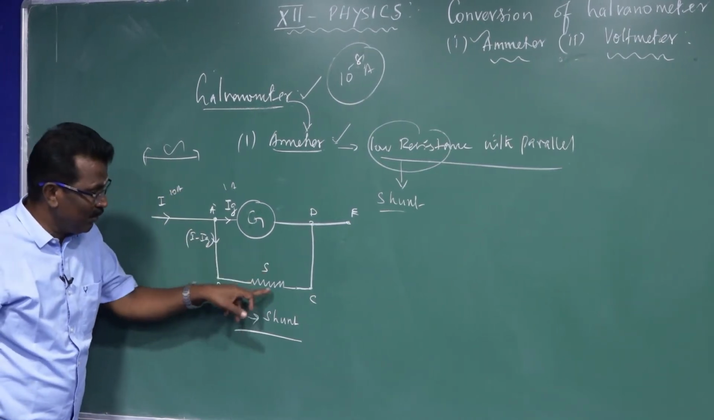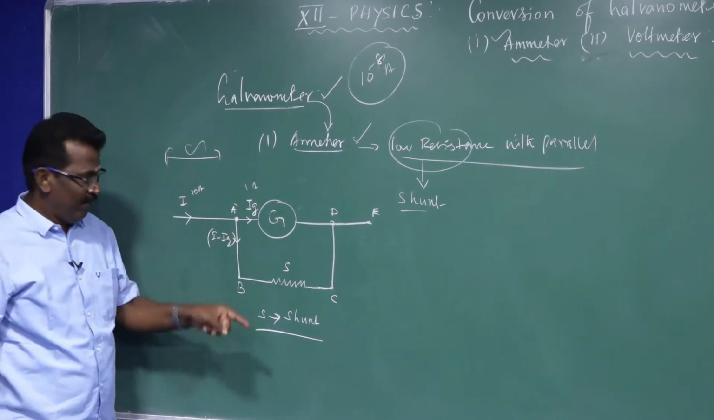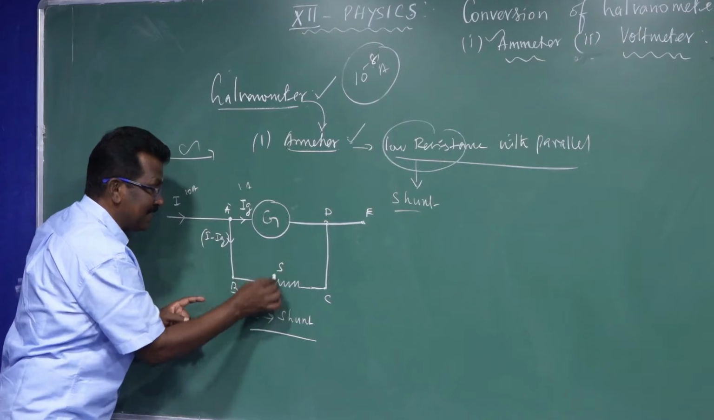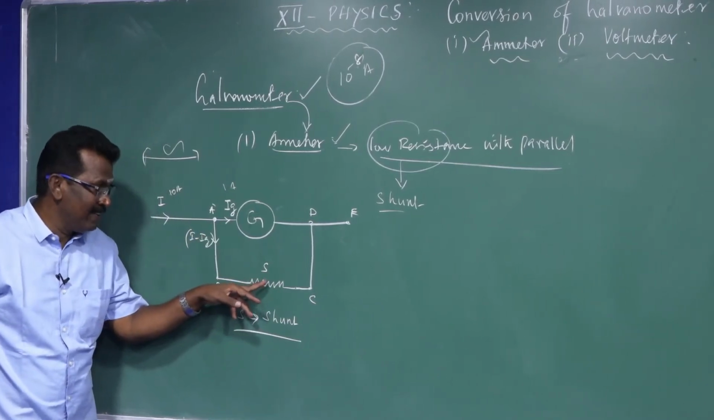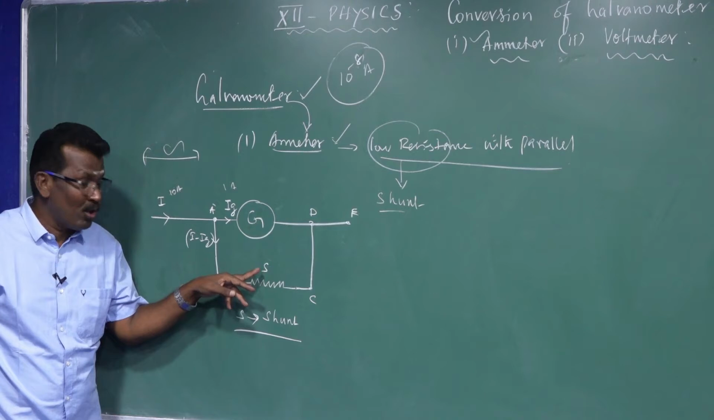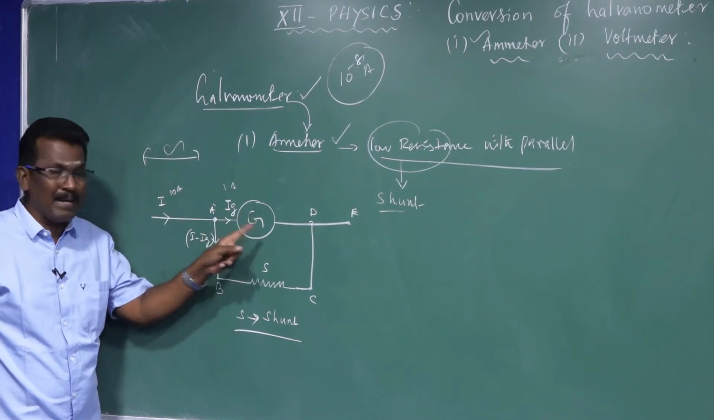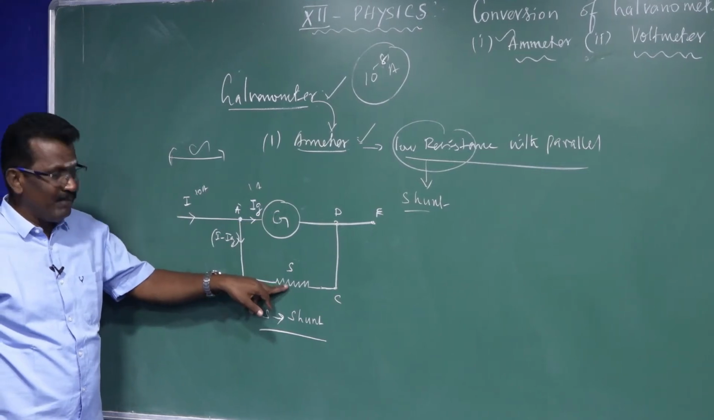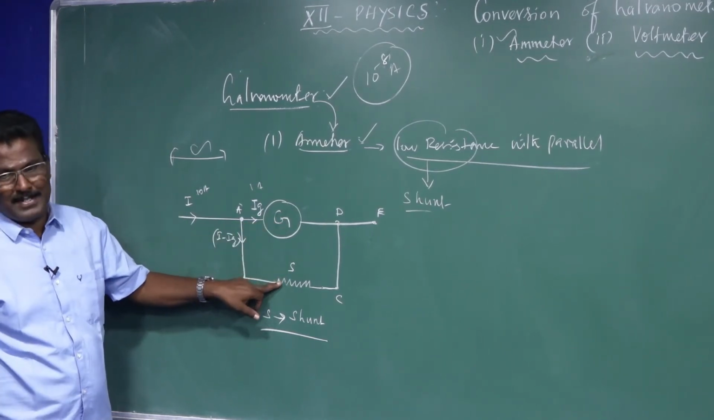So this circuit is connected across the galvanometer, and its resistance is very low. If the shunt resistance is very high, the resistance does not allow more current, and the majority of the current flows through the galvanometer and it becomes damaged. To avoid the damage, we have to connect a very low resistance in parallel to the galvanometer.